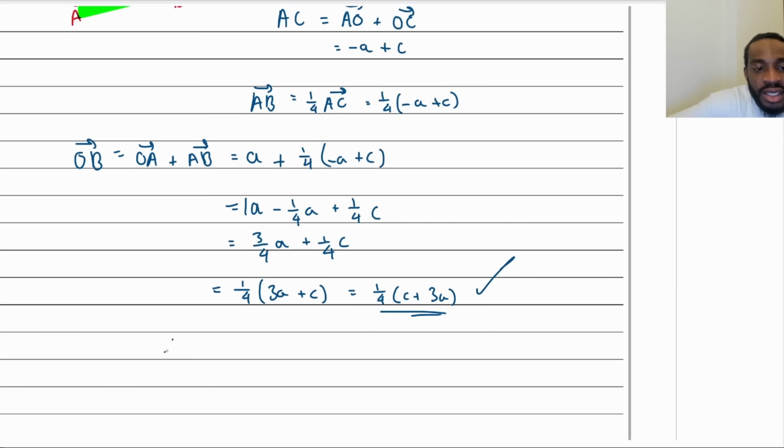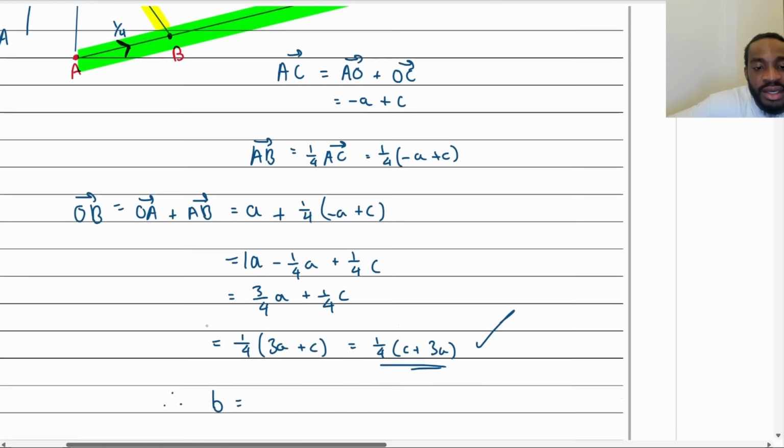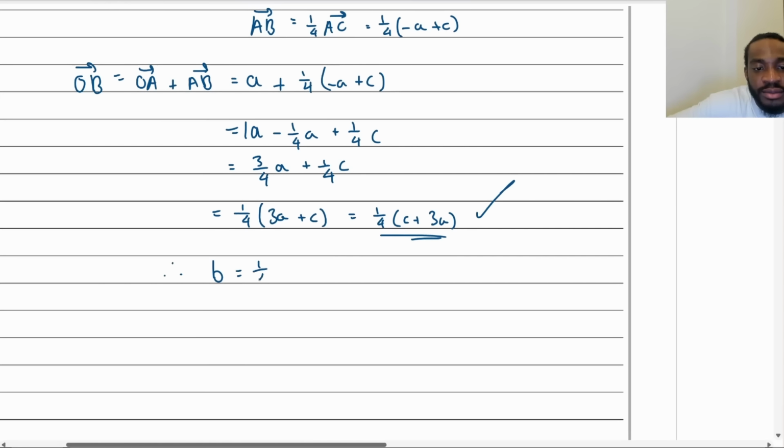So therefore, we can say that O to B, or B, which is O to B, because they said B, is just equal to 1/4 times C plus 3A.